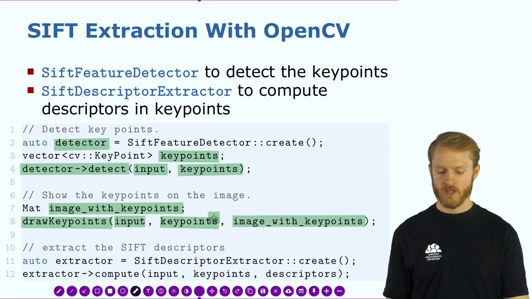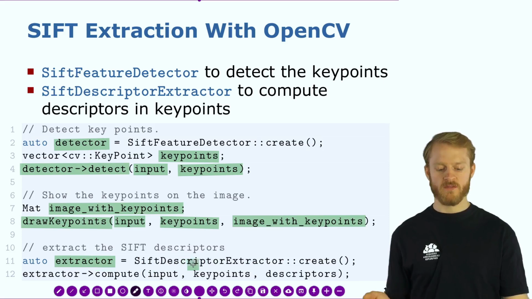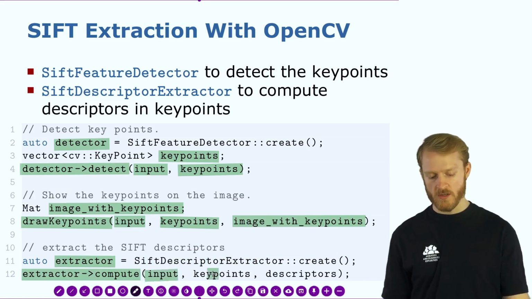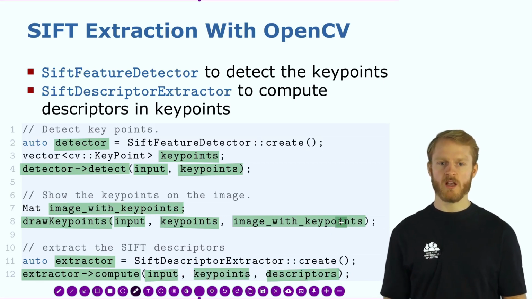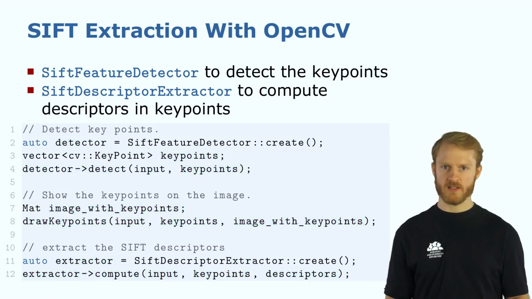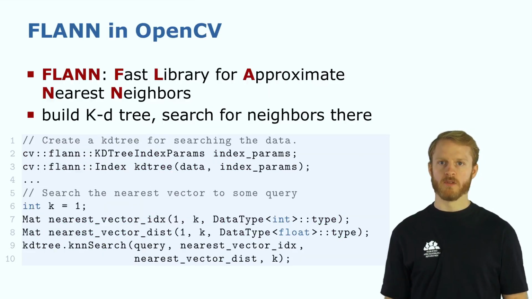So this image with key points will be the image with the key points shown in that image. If we want to extract the descriptors from the image, we need to again create an extractor using this SIFT descriptor extractor, and then we will use, as before, just a function, which is in this case compute, which will receive the input image, the key points, and will populate the descriptors variable that we also have to pass. We just have to create it, and then in the end we'll have the descriptors populated in that variable. Again, here we are not covering what SIFT is itself, but rather we are showing you how to use OpenCV to get the key points.